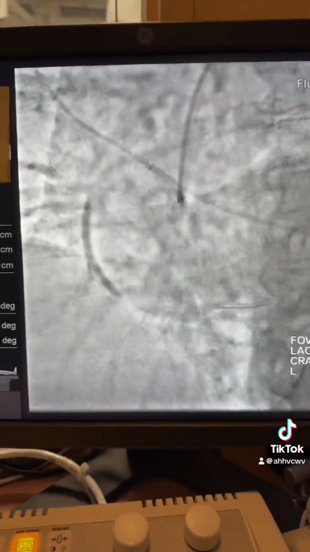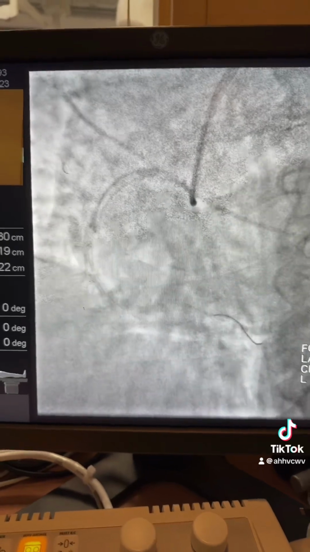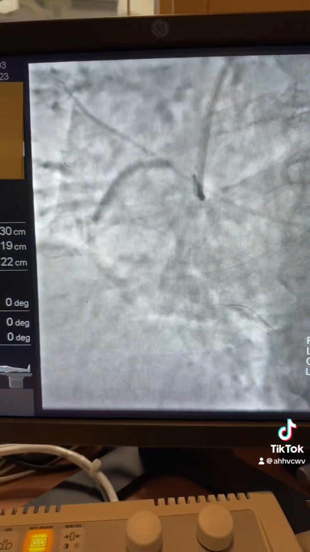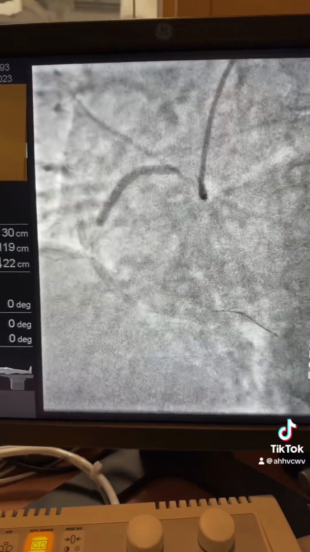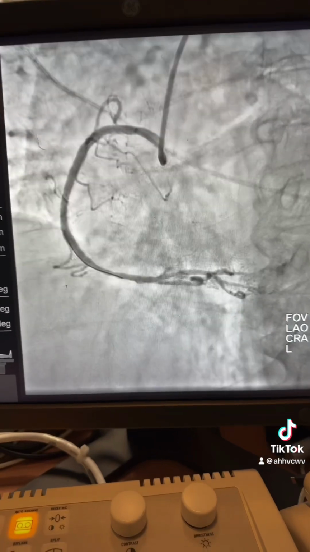Stent in the distal segment, 3.5 by 38. The next stent will be in the proximal segment, also a 3.5 millimeter stent, at high pressure, like 15 atmospheres. And here is the final result.